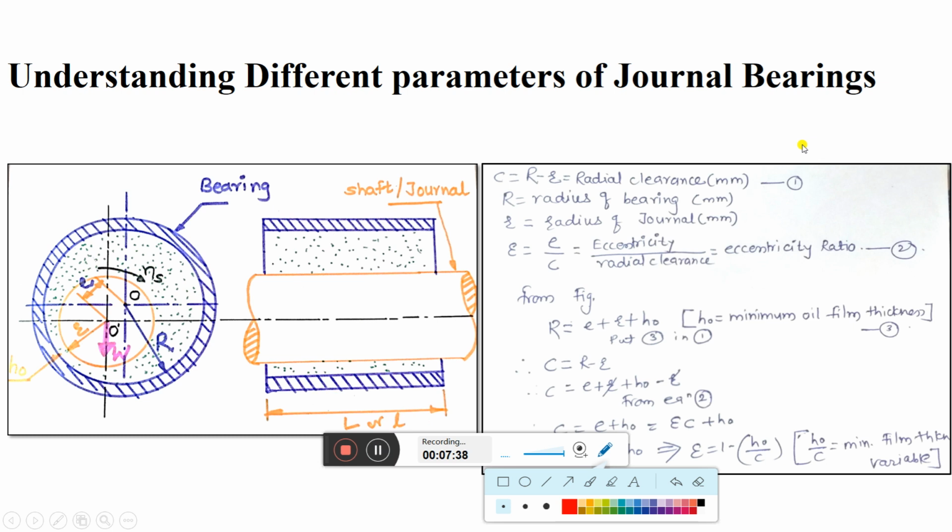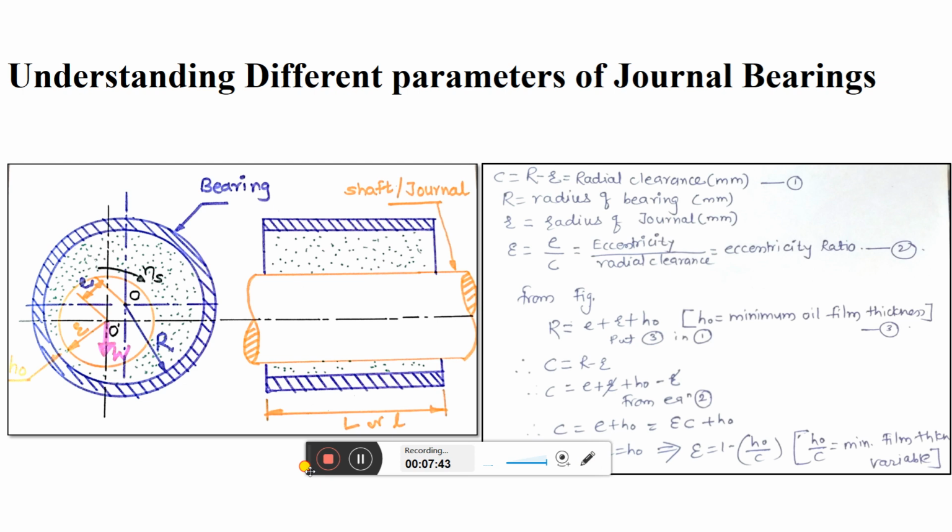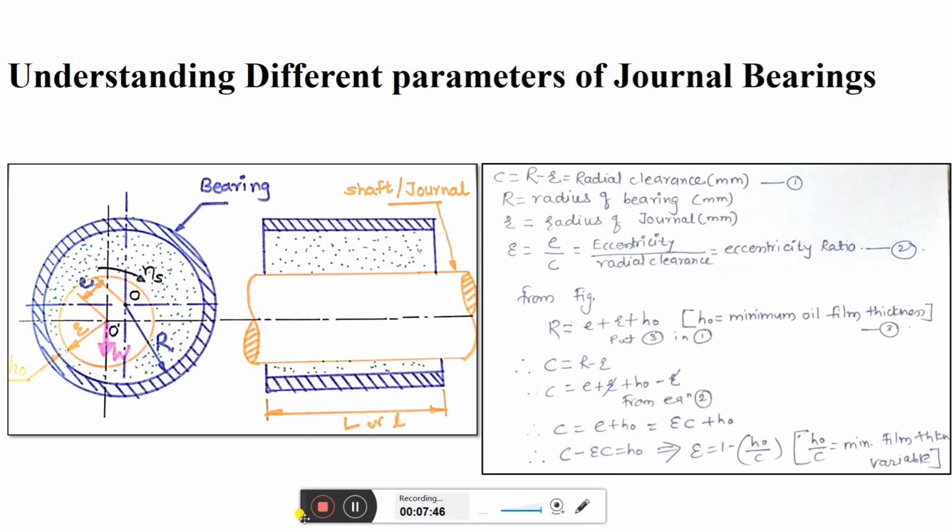Now we'll go through the next part. Okay, so it is visible now. C is the clearance. What is the clearance? Radial clearance: when O and O dash are at the center, that means when eccentricity is 0, at that time your capital R minus small r, this distance will give you the radial clearance, where capital R is the radius of the bearing and small r is the radius of the journal.